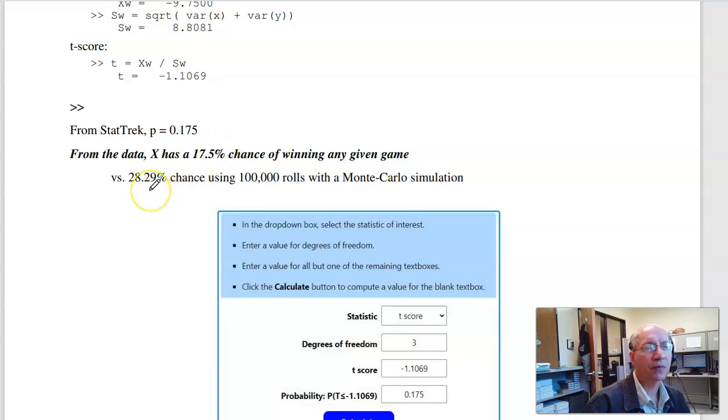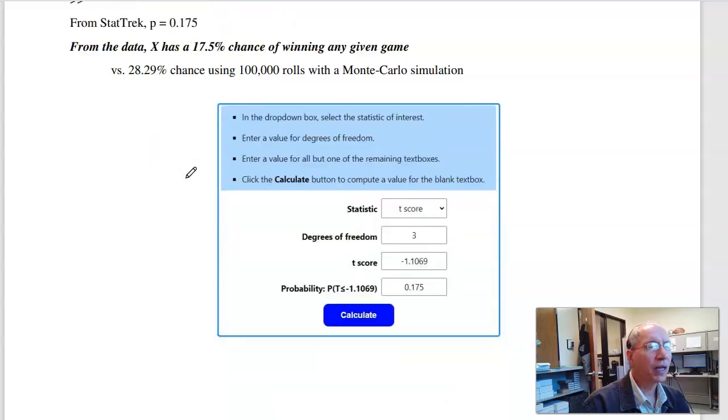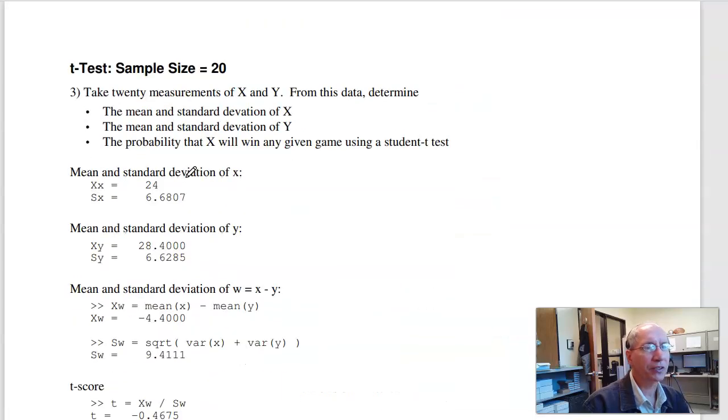The true answer from Monte Carlo with a million die rolls was 28.29%. So it's a little bit off, but it only took 4 die rolls. If I increase the sample size, I get better answers.